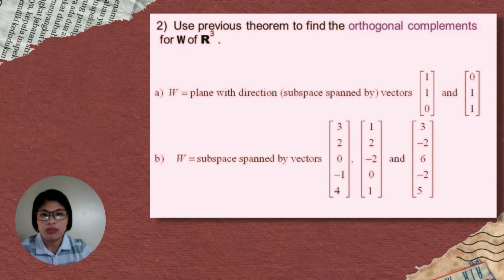We use the previous theorem to find the orthogonal complement of W of R cubed. That is, W is equal to the plane with direction subspace spanned by vectors 1, 1, 0 and 0, 1, 1. And B, W is equal to the subspace spanned by vectors 3, 2, 0, negative 1, 4, 1, 2, negative 2, 0, 1, and 3, negative 2, 6, negative 2, 5.